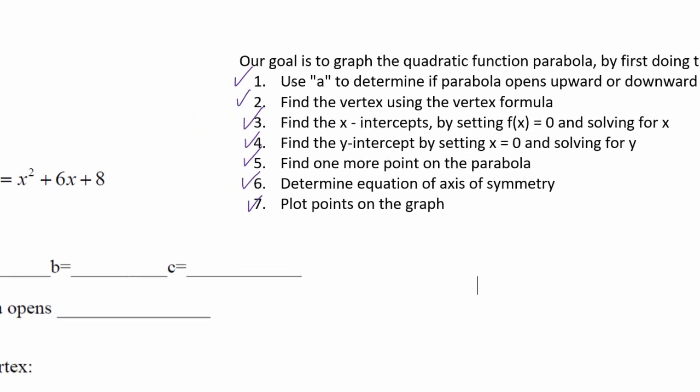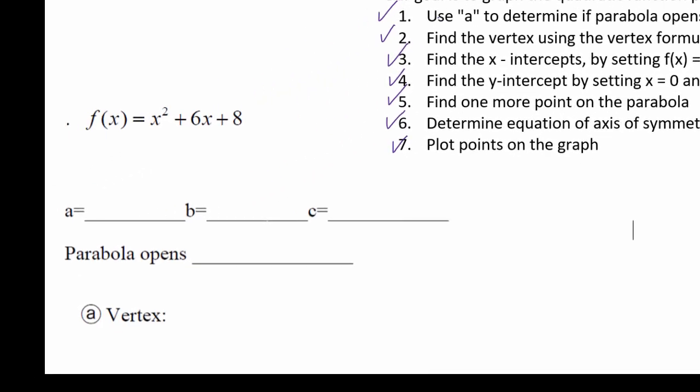So here's our first equation. We have f of x equals x squared plus 6x plus 8, which is in standard form. So a is 1, b is 6, and c is 8. And given that a is 1 and that's positive, that tells us that this parabola is going to open upward, which means that our vertex is going to be the lowest point on the graph. So let's go ahead and solve for that vertex using the vertex formula.